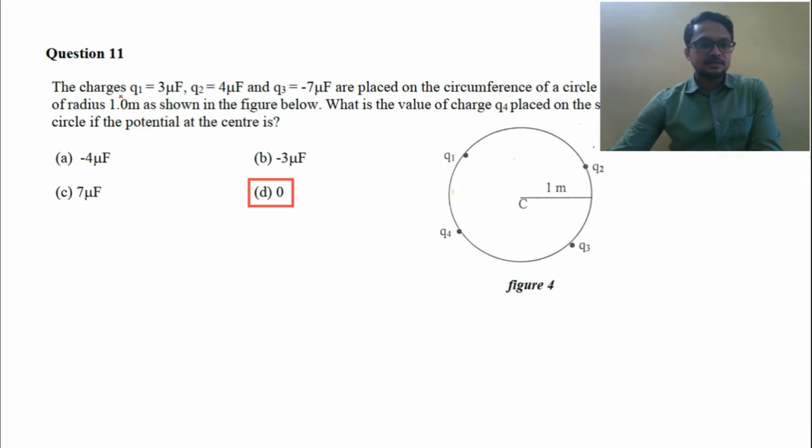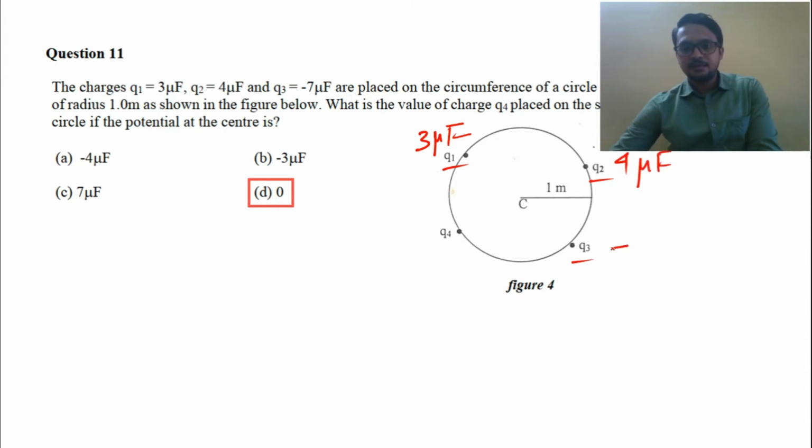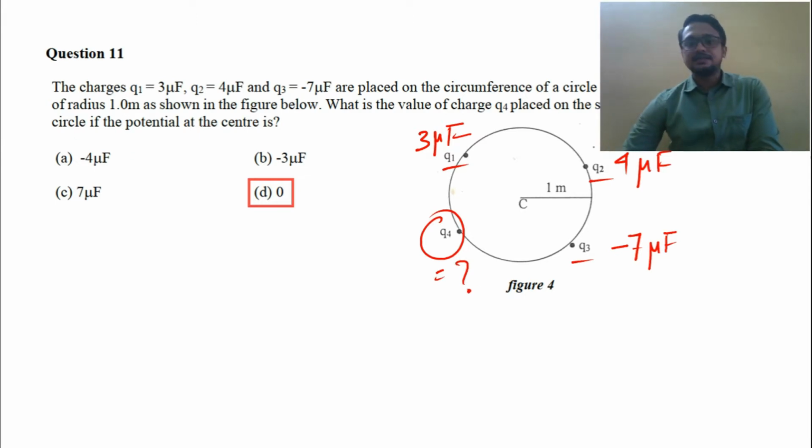Here three charges Q1, Q2, Q3 are given. Their values are 3 microcoulomb, 4 microcoulomb and minus 7 microcoulomb, placed on the circumference of a circle of radius 1 meter. What will be the value of charge Q4 placed on the same circle if the potential at the center is 0? So what will be the potential at center C?